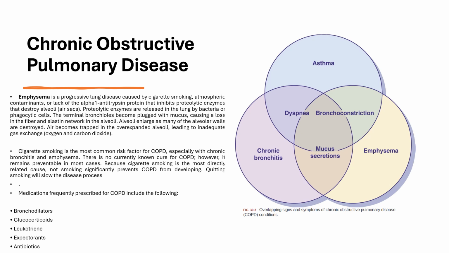Now, cigarette smoking is the most common risk factor of your chronic obstructive pulmonary disease, especially with chronic bronchitis and emphysema. There is no current known cure for COPD. However, it remains preventable in most cases. Because cigarette smoking is the most directly related cause, not smoking significantly prevents COPD from developing. Quitting smoking will slow the disease process, but not completely stop it.